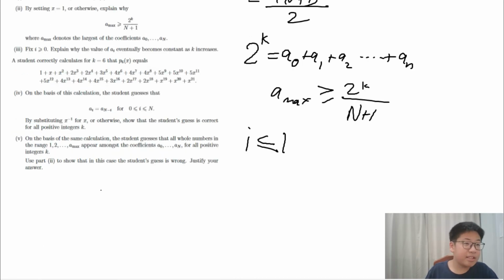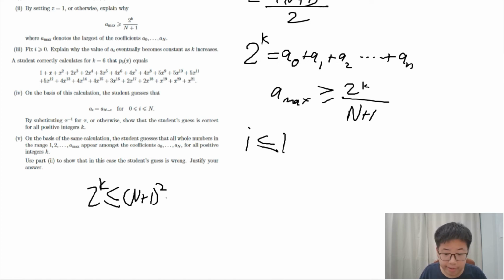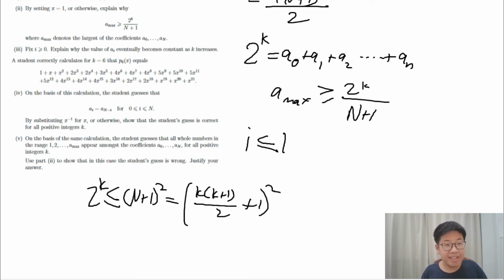So on the basis of the same calculation, the student guesses that all whole numbers in this range appear amongst these coefficients. Use part 2 to show that in this case the student is wrong. The n plus 1 coefficient, and the largest coefficient is at least 2^k over n plus 1. So for all whole numbers, we need that a max is n plus 1. So this means that 2^k is less than (n plus 1) squared, equals ((k plus 1)/2 plus 1) squared, which in this case is wrong.